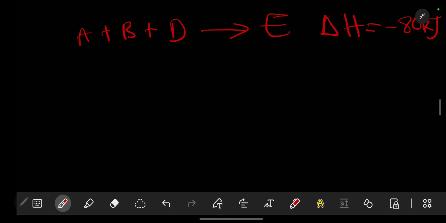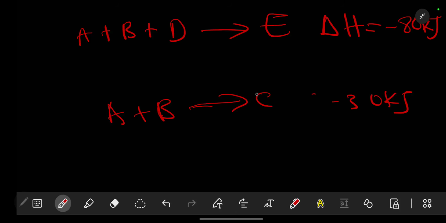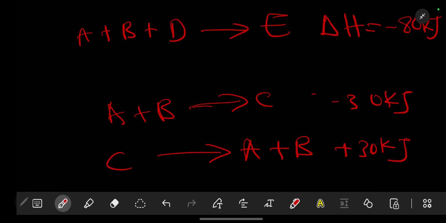So that means under Hess's Law, if you have, let's say, A plus B to produce C, and C is, let's say, negative 30 kilojoules, that means if you are beginning now with C to produce A plus B, this negative changes to a positive 30 kilojoules. So this is how we do Hess's Law calculations.